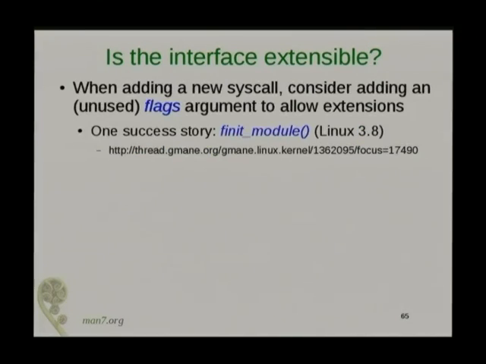So I think this is a lesson that we need to learn, which is when we're adding a new system call, we should always consider: is it useful to add a flags argument to allow for extensions? Okay? Whenever I see a new system call, if I happen to see it, I don't always see them, but I always think about that nowadays and pester people. And there was one success story there, finit_module, which is in the kernel that's about to be released, got a flags argument when I prodded people about it.